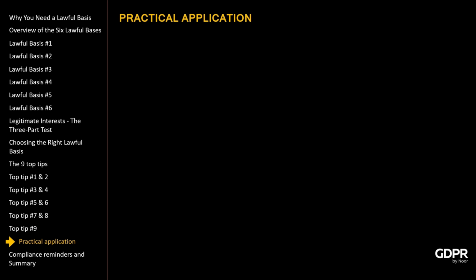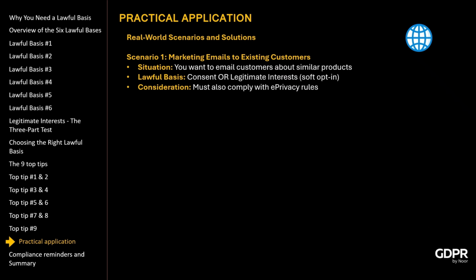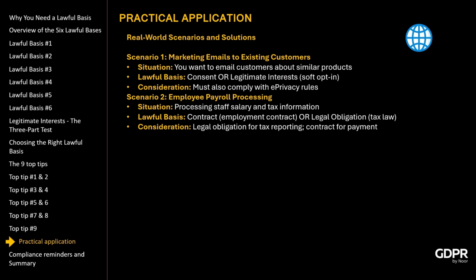Practical application. Real world scenarios. Scenario 1. Marketing emails to existing customers. You can use consent or legitimate interest under the soft opt in, but remember, e-privacy rules still apply to electronic marketing. Scenario 2. Employment payroll. Use legal obligation for tax reporting and contract for paying salaries. Both bases may apply to different parts of the process.